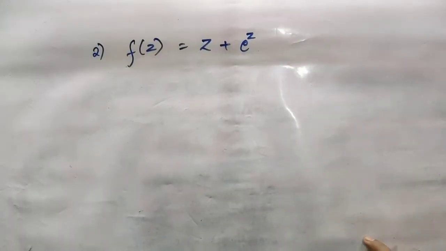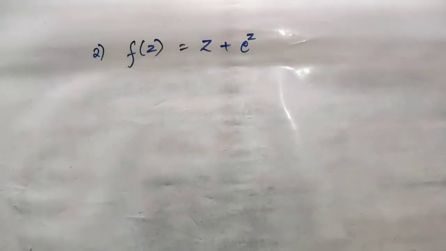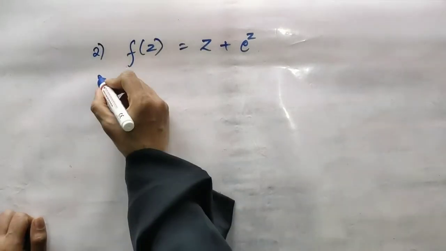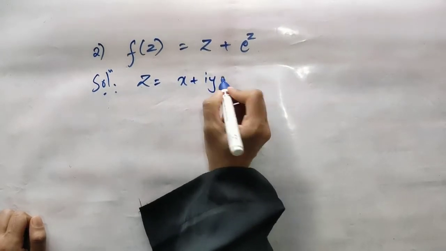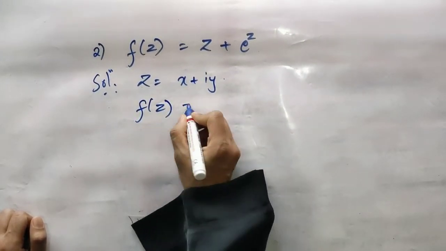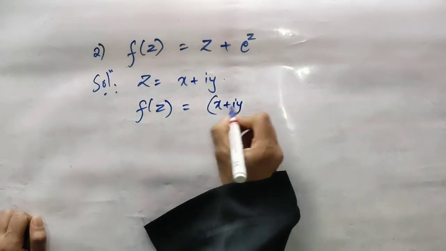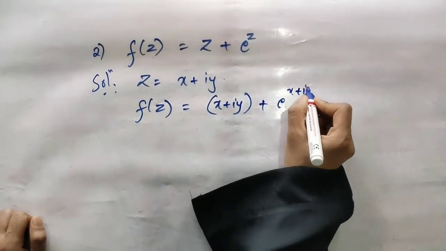Now I have brought one more problem for you. Say f of z is equal to z plus e to the power z. You are to show that it is analytic and hence find its derivative. The same thing we did in my previous problem. To work for this, once again we are going to substitute z is equal to x plus iy. That's the first step that you should always follow. So f of z will be x plus iy plus e to the power x plus iy.